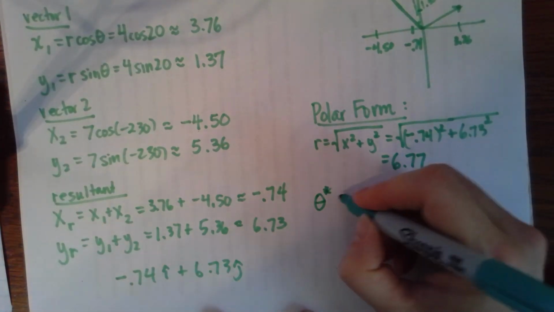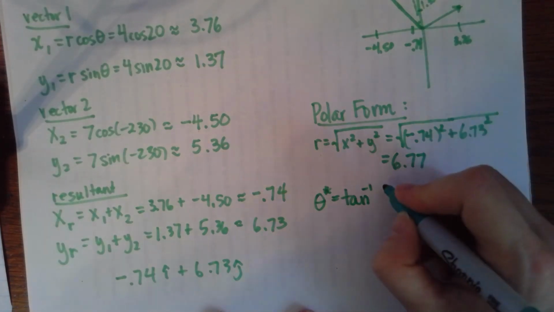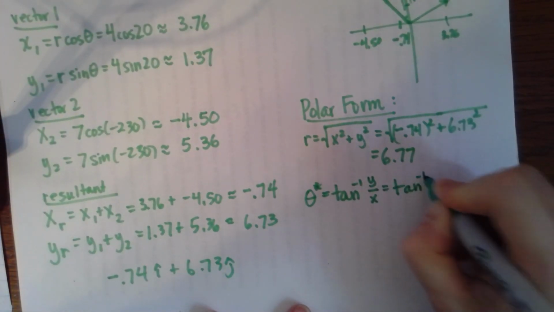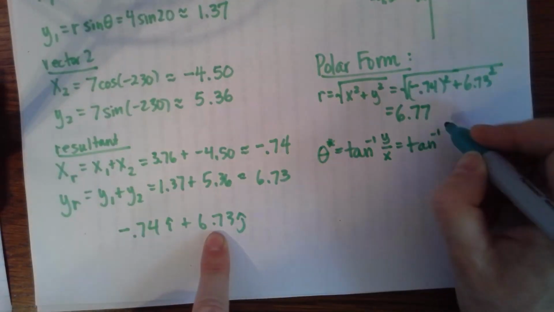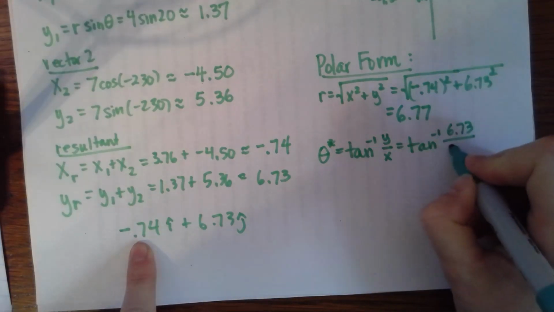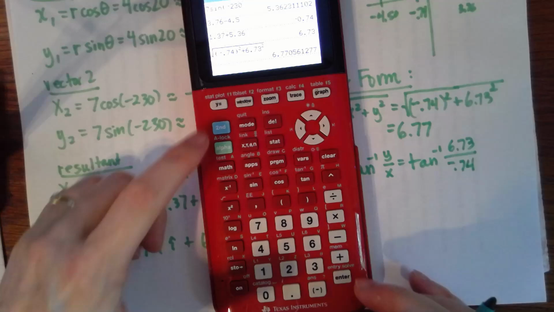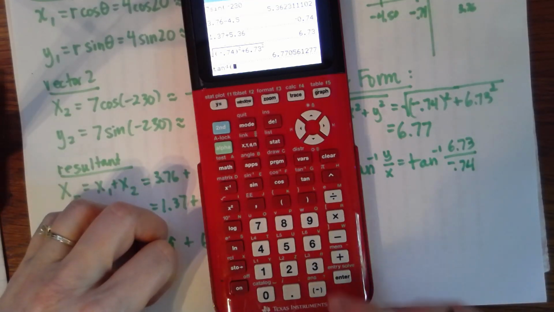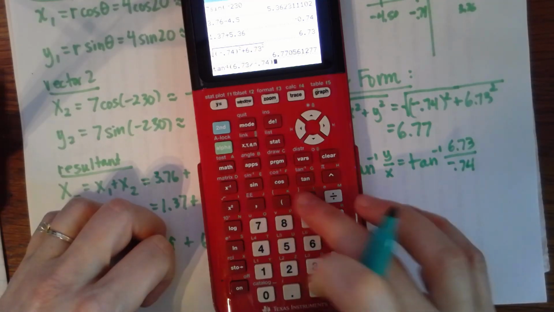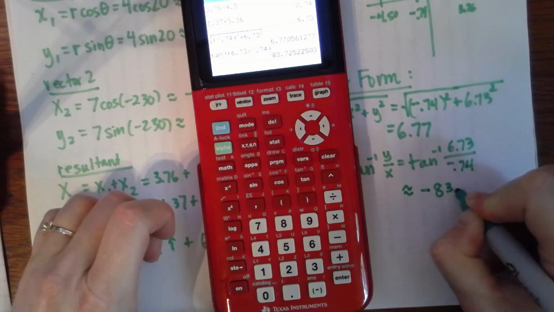And then my helpful theta is going to be the inverse tangent of the y value over the x value, which for us is the inverse tangent of 6.73 over negative 0.74. Okay, so if I do that, I will get roughly negative 83.73.